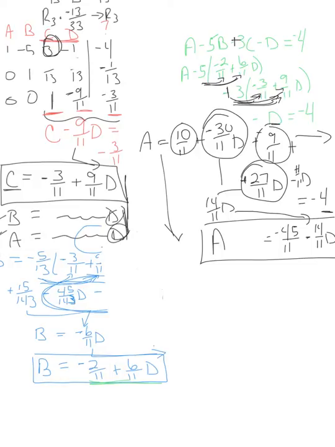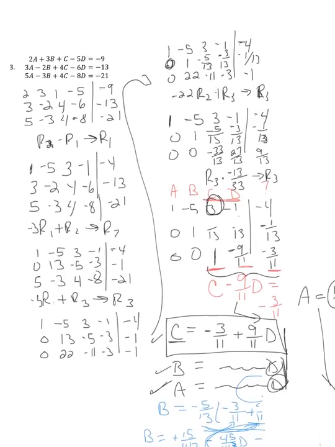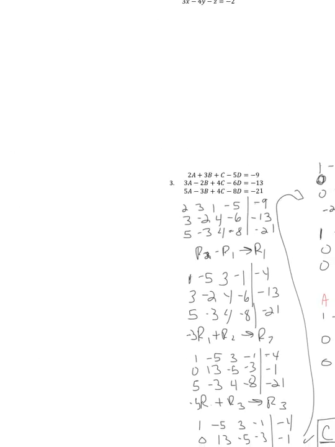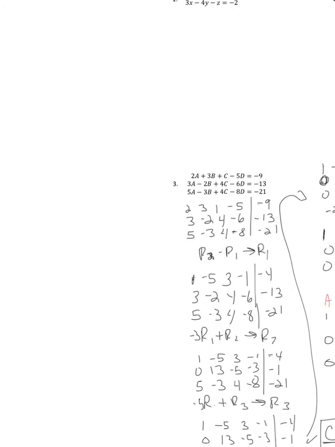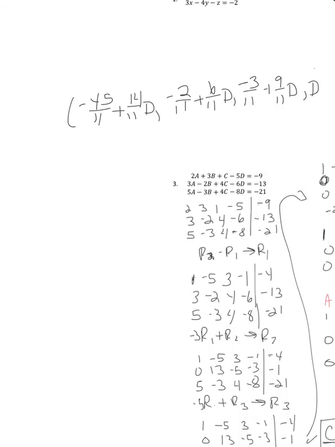Okay, so here's our whole thing. I'm going to see if I can move up to the original problem now and just write down what I've got out of all that. Okay, so for question number 3, I have A was negative 45/11 plus 14/11 d. The B term was negative 2/11 plus 6/11 d. The C term was negative 3/11 plus 9/11 d. And then the D term is just d.